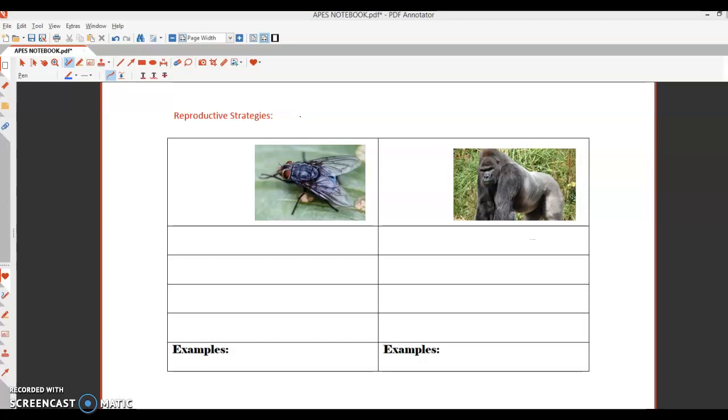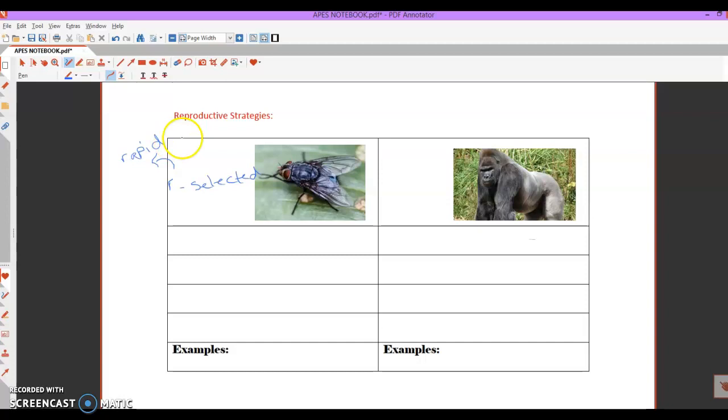Okay, so the first thing we want to look at is right here we have a fly and we have a gorilla. Now obviously the way these two reproduce is going to be extremely different from one another. So those differences are what we're going to look at. So let's start with the fly. This is what we refer to as an R-selected organism. When I think of R-selected organisms, I like to equate that to rapid.